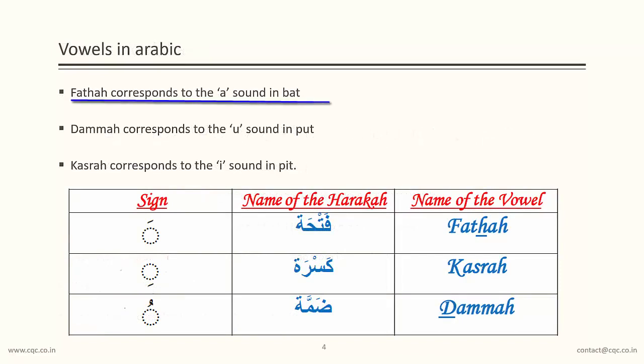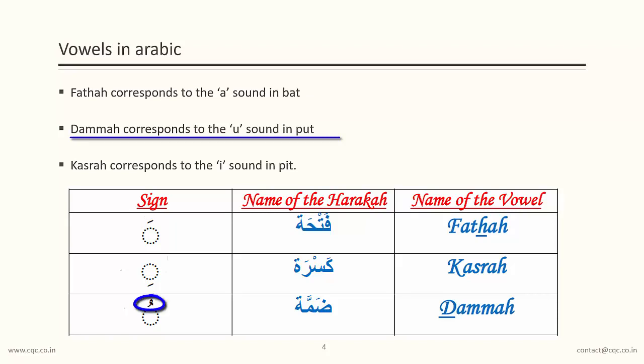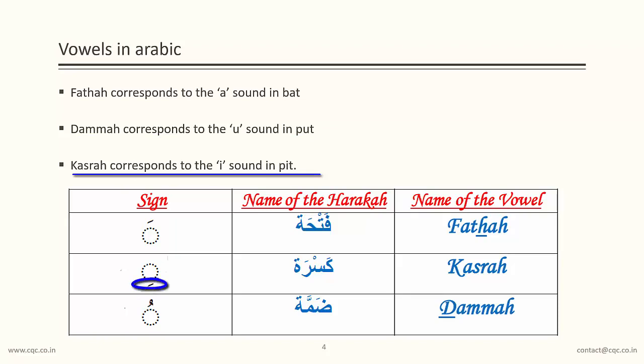Let us now look at the vowels in the Arabic language. The fatha, as denoted by this sign on top of the Arabic letter, would represent the English vowel A, such as the sound in bat, B-A-T, bat. In the same way, the vowel sound of U, as in put, is represented by the dhamma sign, this sign on top of the Arabic letter, while the kasra, which corresponds to the sound of E, as in pit, is represented by this sign below the Arabic letter.